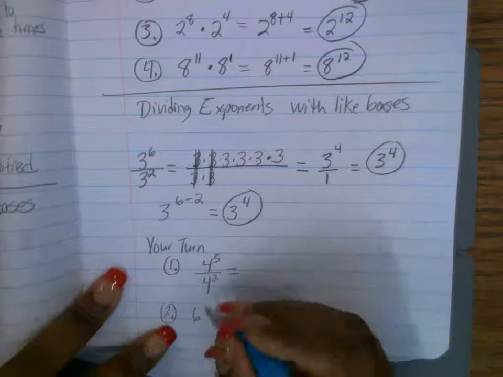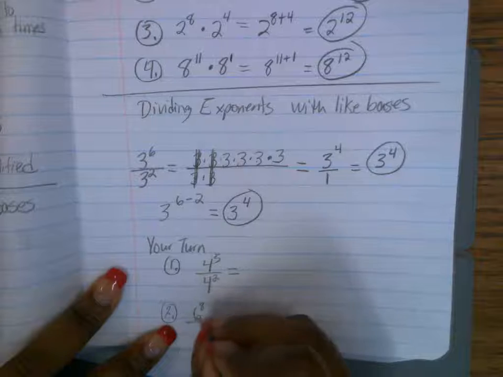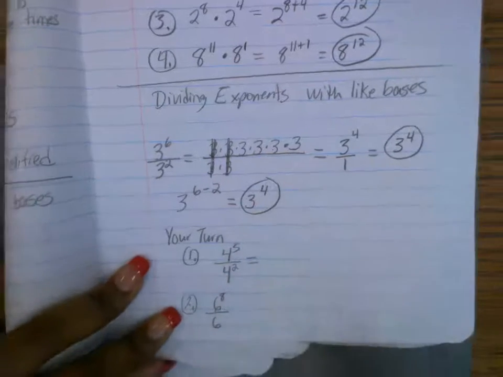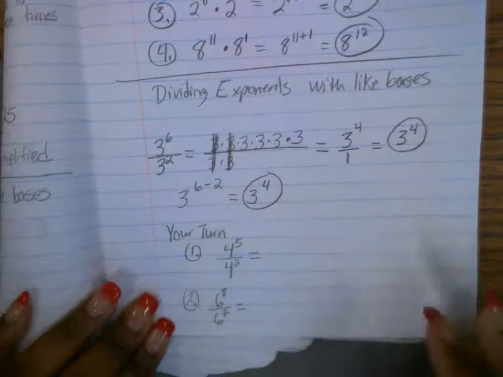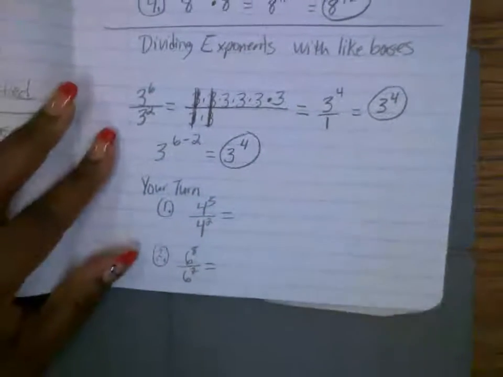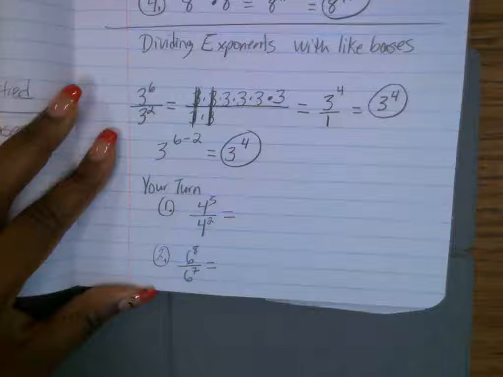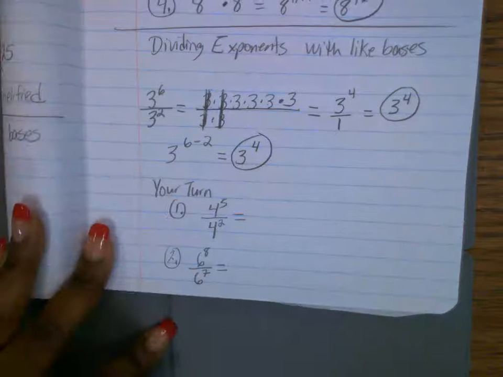6 to the 8th power divided by 6 to the 7th power. All right, let's see if we can do these. Pause for the cause. All right, so let's look at this.